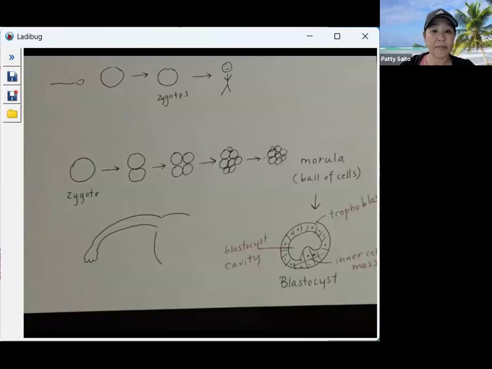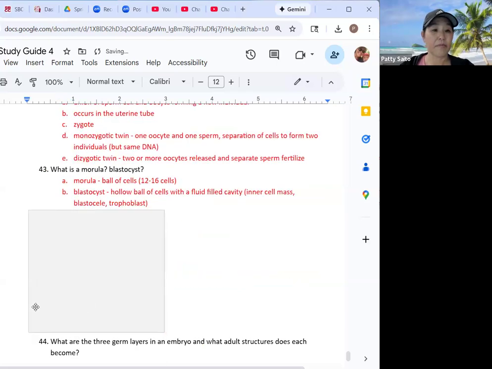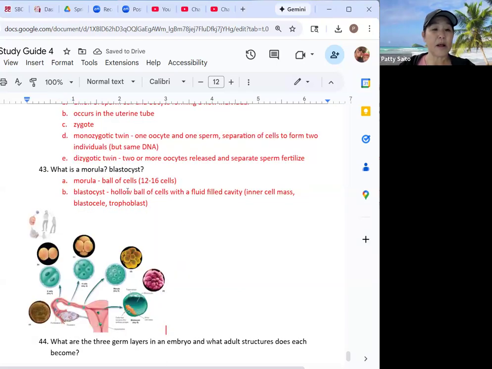Back, and put in those answers here. All right, so a morula is a ball of cells, and a blastocyst is a hollow ball of cells with a fluid-filled cavity. Oh, the blastocele is another name for the blastocyst cavity. I'm going to put that here. Same thing.